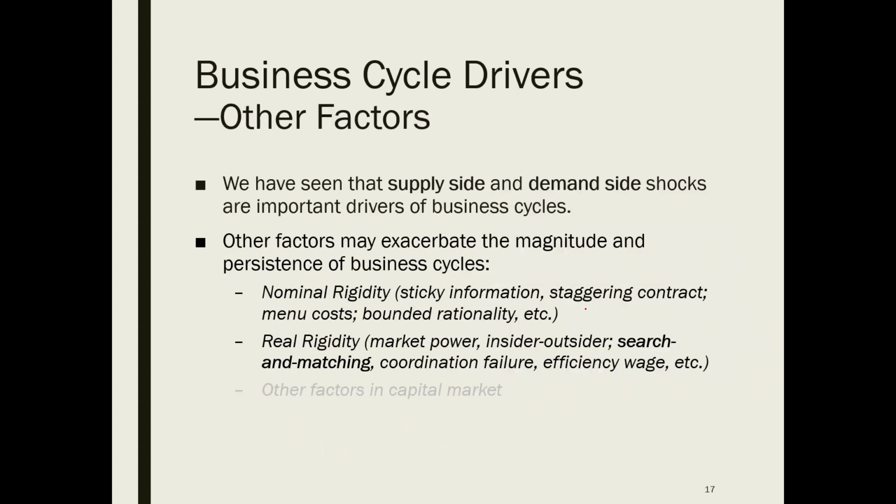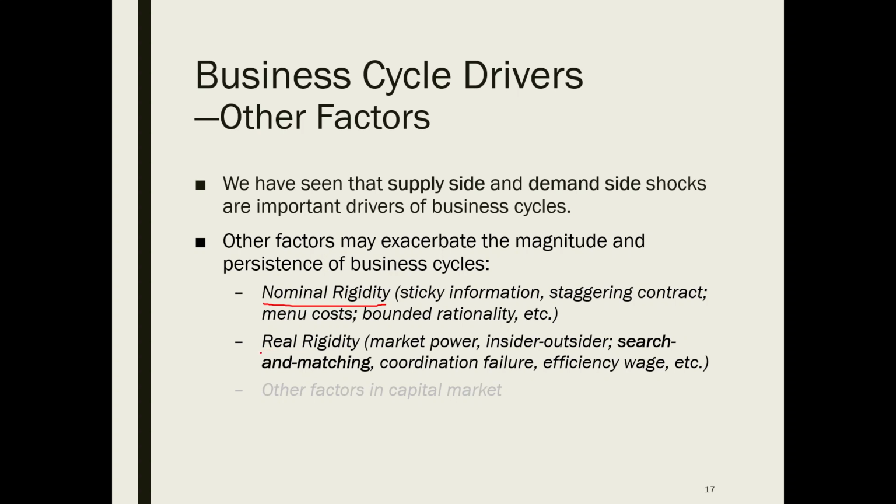Now we have seen that supply side and demand side shocks can both be important drivers of business cycles. Other factors can exacerbate the magnitude and persistence of business cycles. So to build a serious macroeconomic model of business cycles in the labor market, these mechanisms are necessary to match quantitative data. The first is nominal rigidity, which means that labor markets are not always in equilibrium due to fixed wages and prices. There are many models to achieve nominal rigidity, such as sticky information, staggering contract, menu costs, and bounded rationality. We will elaborate these extensions in topic 4.